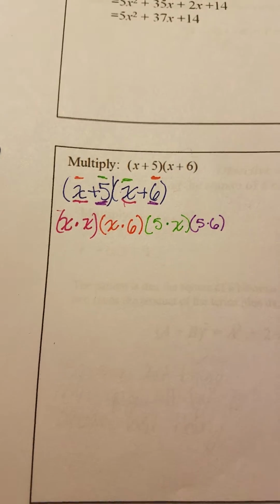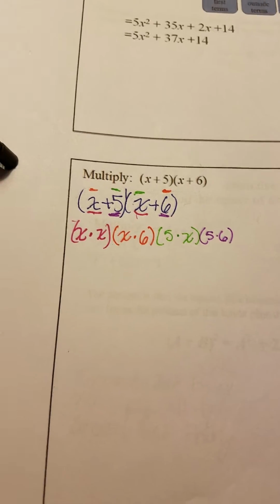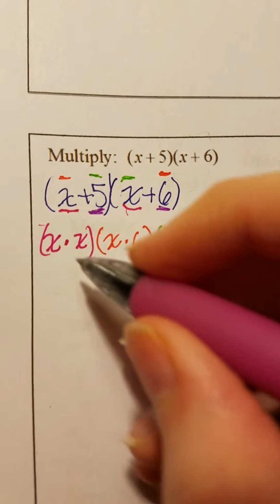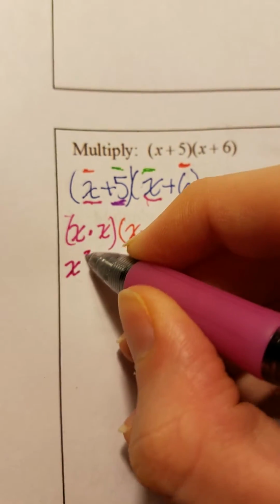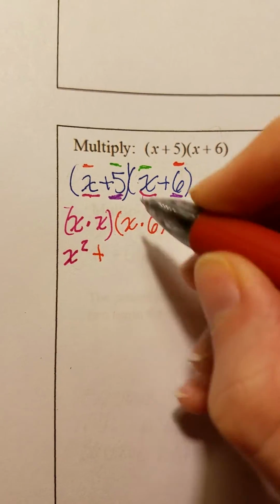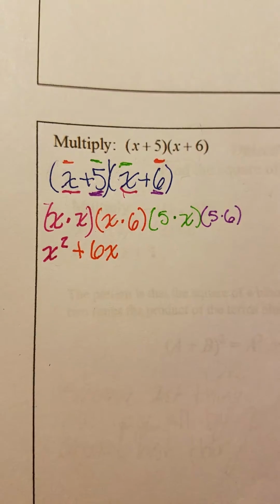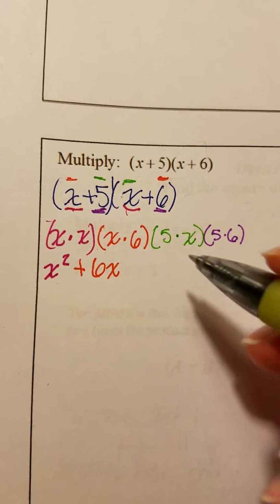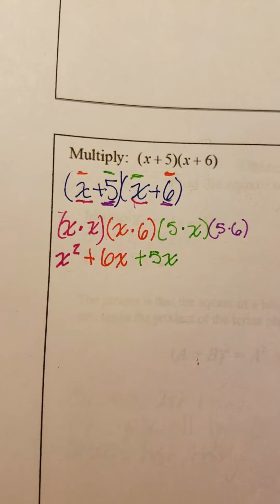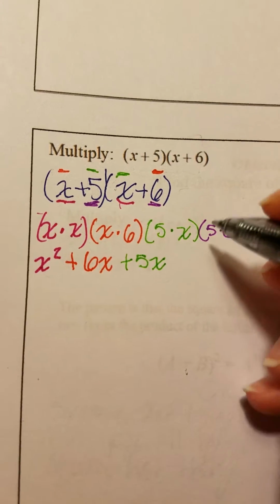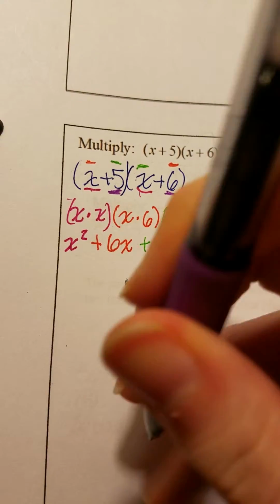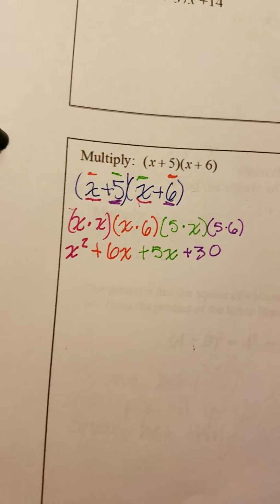Okay, so the x and the x, of course, would equal what? X squared, because 1 plus 1. X squared, and then the x times the 6. What is x times 6? X times 6 is 6x. And then, what is 5 times x? 5 times x is 5x. And then, what is 5 times 6? Well, 5 times 6 equals 30. So, then we combine the like terms right here.